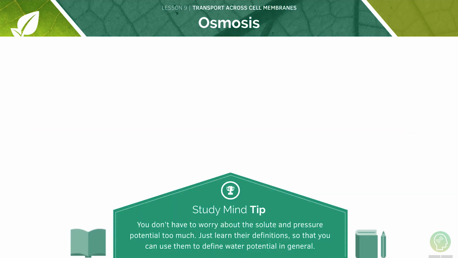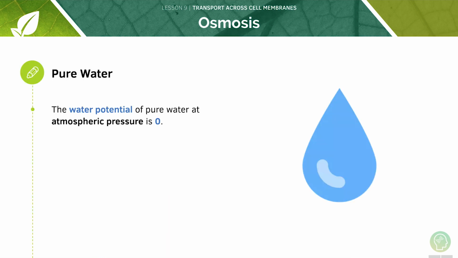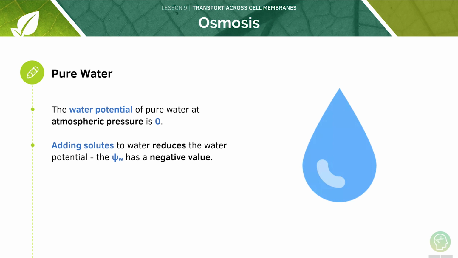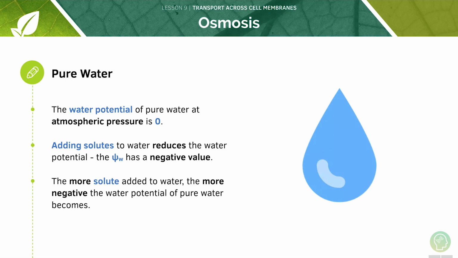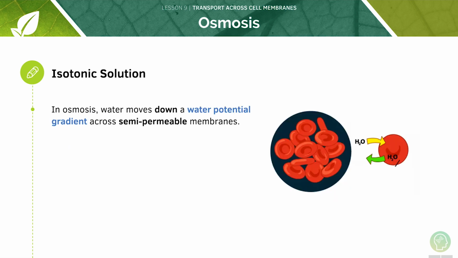You don't have to worry about the solute and pressure potential too much. Just learn their definitions so that you can use them to define water potential in general. The water potential of pure water at atmospheric pressure is going to be 0. Adding solutes, such as salts or glucose, reduces the concentration of the water per unit of solution. The more solute added to the water, the more negative the water potential of the pure water will become.